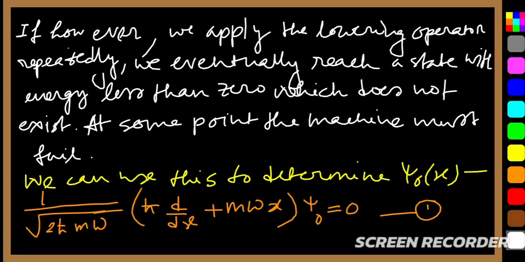So we will not do that. Everything has merits and demerits, but we have to always take a positive vision. This is my approach. There must be too much negativity in our world, but we have to take the positive approach, because that makes us mentally, physically, emotionally strong and gives a more peaceful life. I never say ignore the negativity, but in most cases take the positive viewpoint. So we can use this to determine psi 0(x), that must be 1 by root over 2 h cut m omega, within the first bracket, h cut d by dx plus m omega x, psi 0 equal to 0.